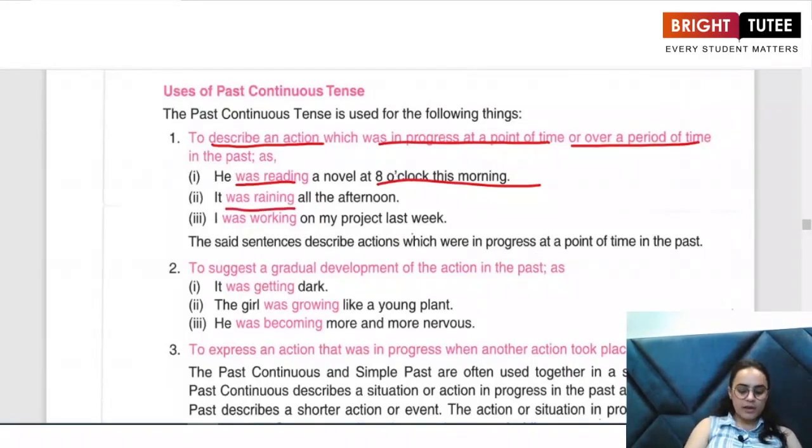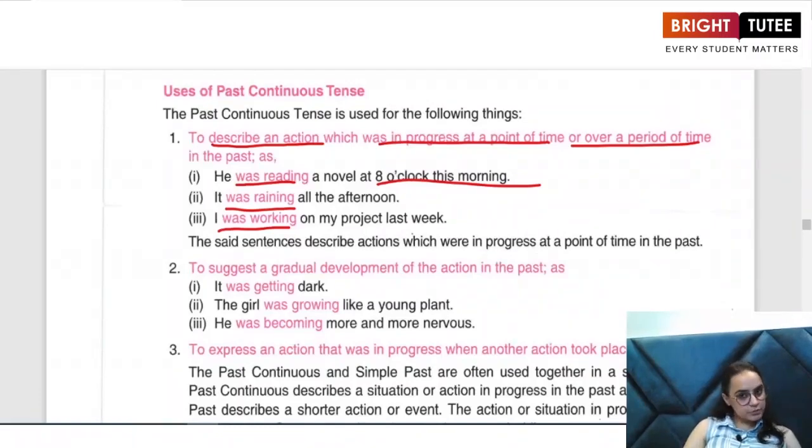It was raining all the afternoon. So the entire afternoon it was raining. I was working on my project last week. So again, a progressive action that took place in the past.